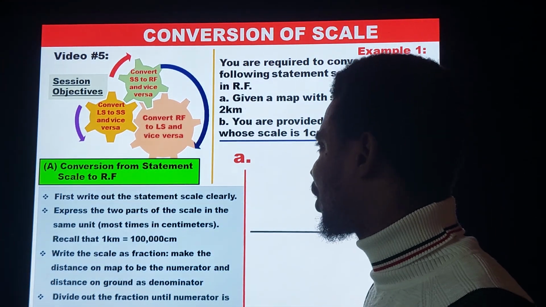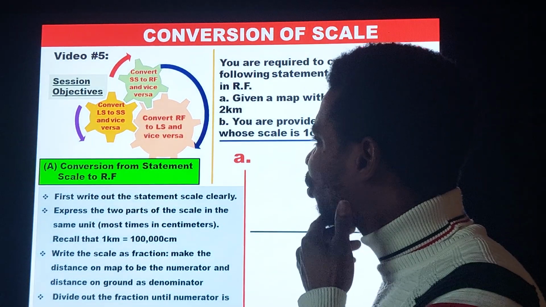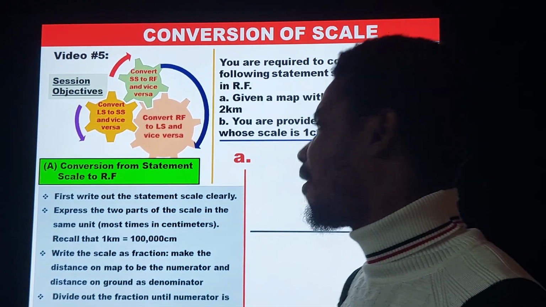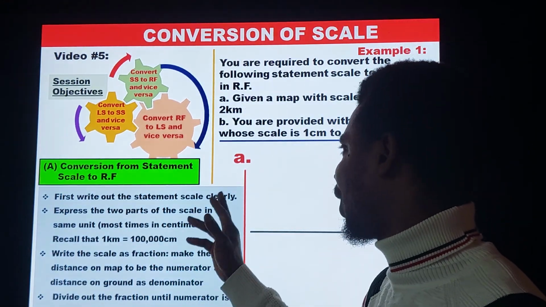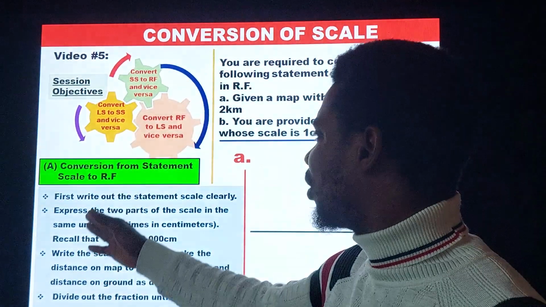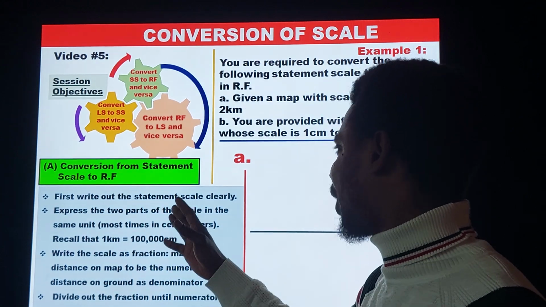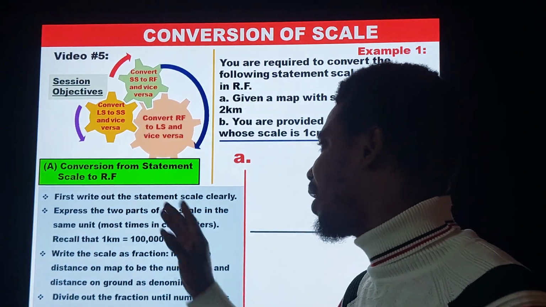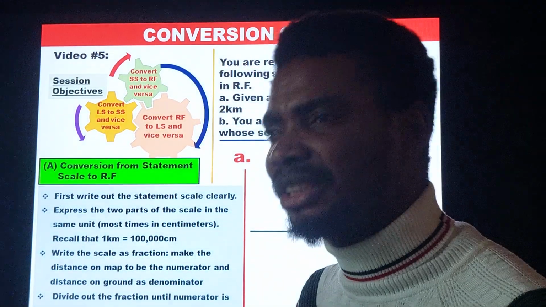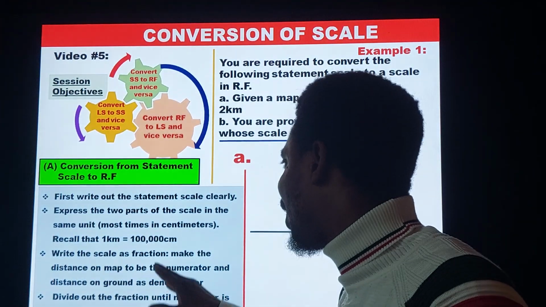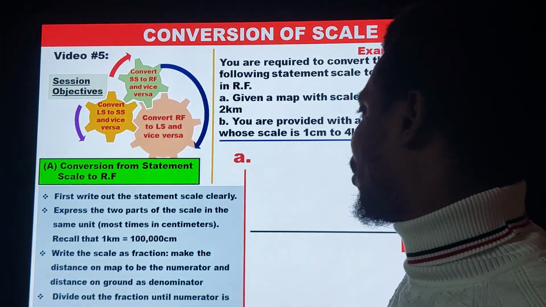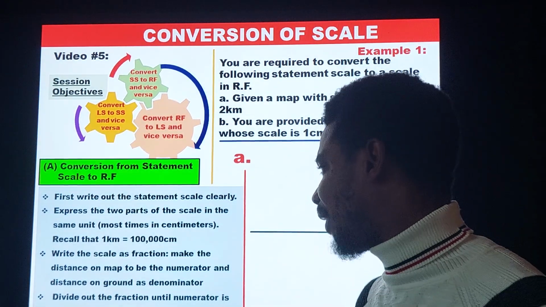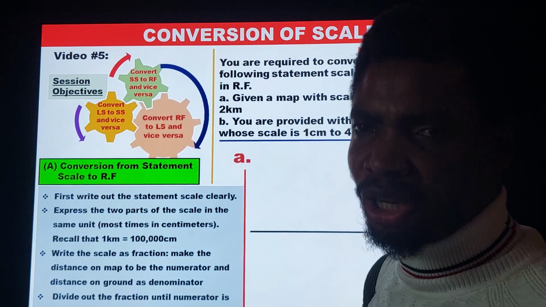So, how do you convert a statement scale to representative fraction? How do you convert scale in statement form to representative fraction? First, you write out the statement scale clearly. Then, secondly, you express the two parts of the scale in the same unit, most times in centimeters. Don't forget that 1 kilometer is equal to 100,000 centimeters. Okay? So then write the scale as a fraction. Make the distance on the map to be the numerator and the distance on the ground as denominator. Then divide out the fraction until numerator equals to 1.